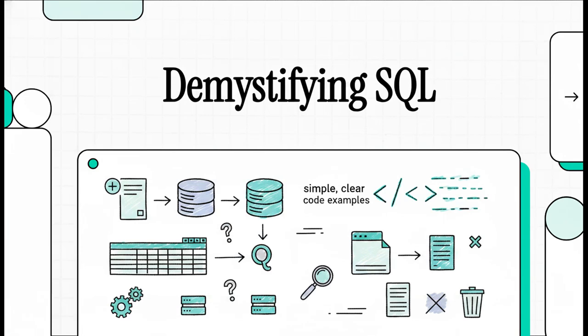Welcome to this explainer. Look, if you've ever felt completely overwhelmed by database jargon, you are in the exact right place. Today, we're going to break down core SQL concepts and translate all that abstract terminology into actual, actionable knowledge. We'll be using some super simple code examples to show you exactly how data gets manipulated behind the scenes. We're literally going to follow the life cycle of a data record, right from the moment it's created all the way to the moment it's deleted.